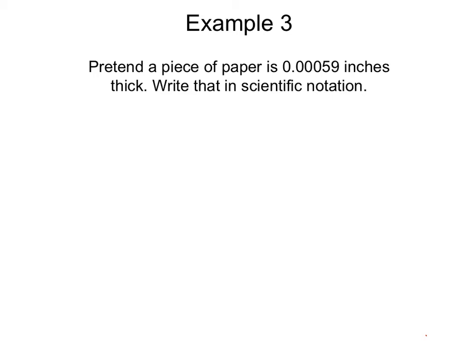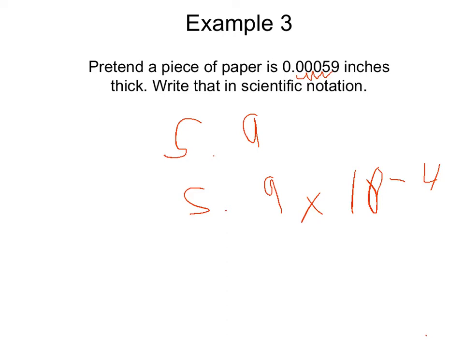Now let's practice. Pretend the thickness of a piece of paper is 0.00059 inches thick. Write that in scientific notation. Okay. First, we need to move the decimal point over 1, 2, 3, 4 spots to get 5.9. Then, because the decimal point moved to the right, the exponent would be negative. And then because the decimal point moved 4 spots, 5.9 is multiplied by 10 to the negative fourth power. So 0.00059 equals 5.9 times 10 to the negative fourth power in scientific notation.